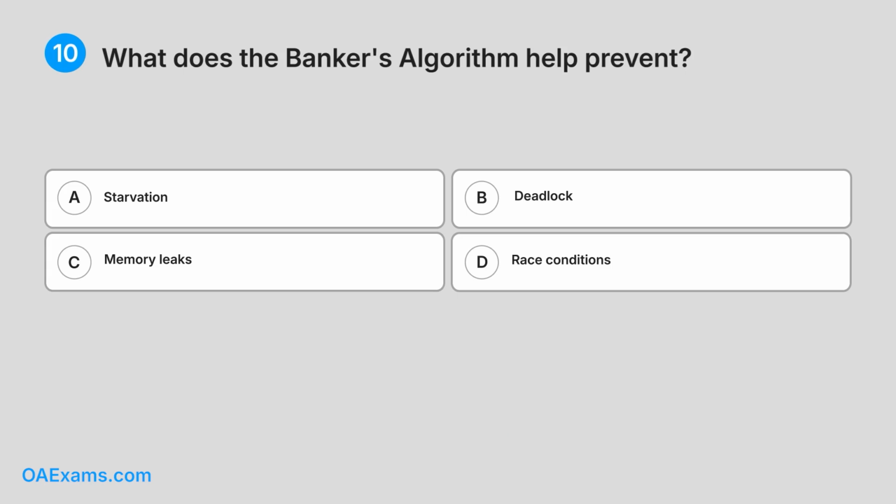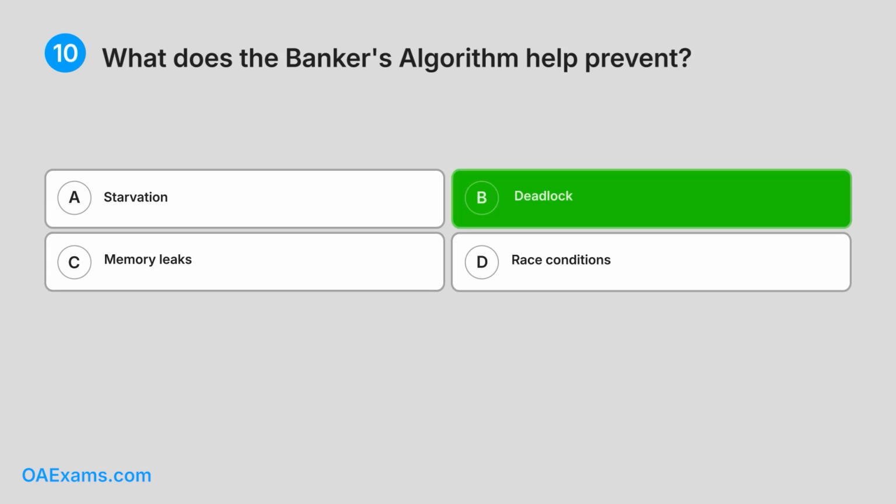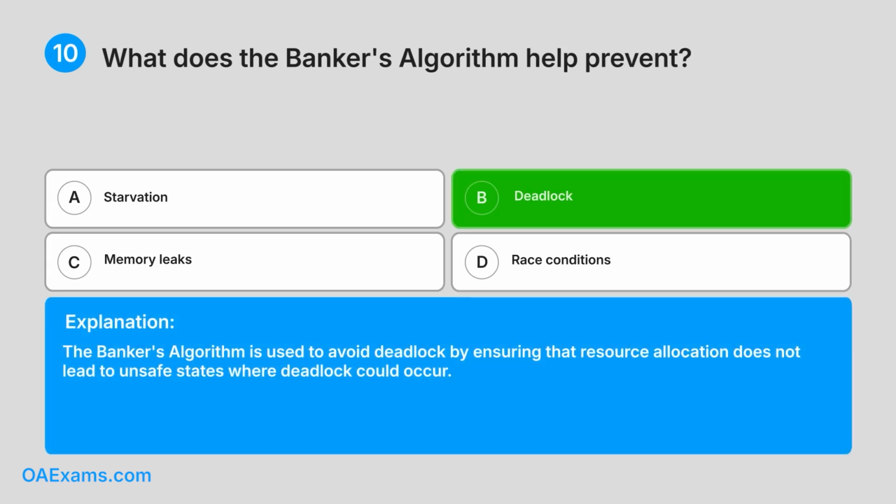Correct answer: B. Deadlock. Explanation: the banker's algorithm is used to avoid deadlock by ensuring that resource allocation does not lead to unsafe states where deadlock could occur.